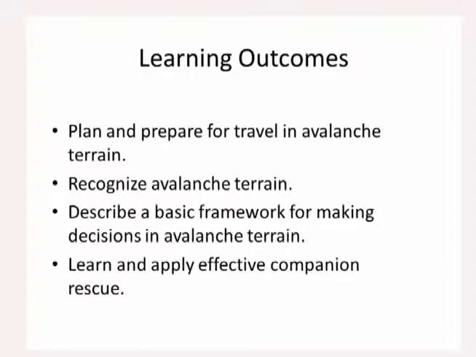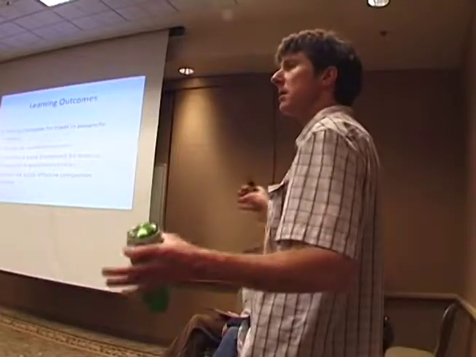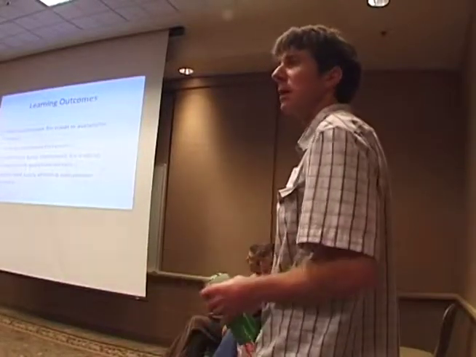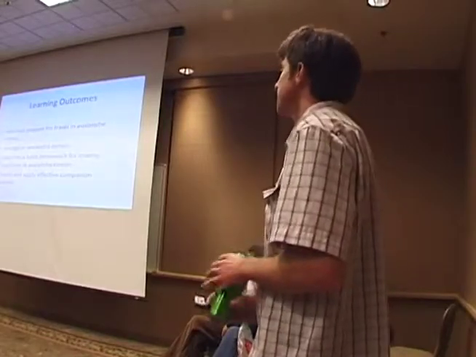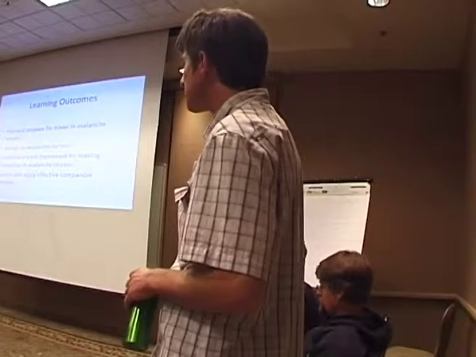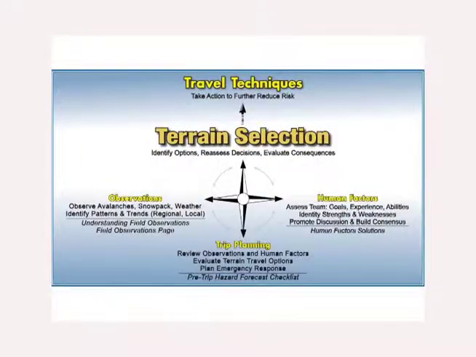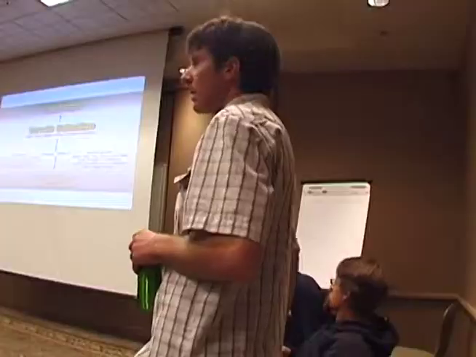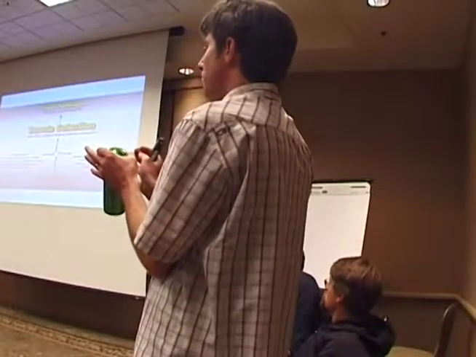Recognizing avalanche terrain. If they can't actually define what is and is not avalanche terrain, and understand the spectrum of avalanche terrain, that's really key. And having a decision-making framework, so they've got some idea of what to do with the information they're being given, and then companion rescue, so that when they're wrong, they have the tools to deal with it. So that's one of our key components. Another is this decision-making framework. So achieving the learning outcomes is the center of our model.